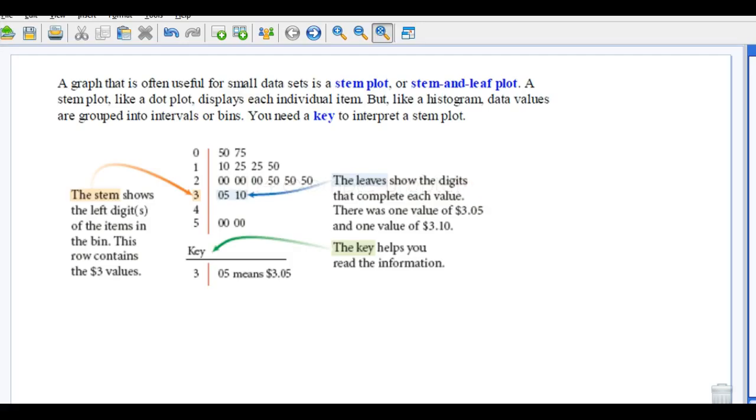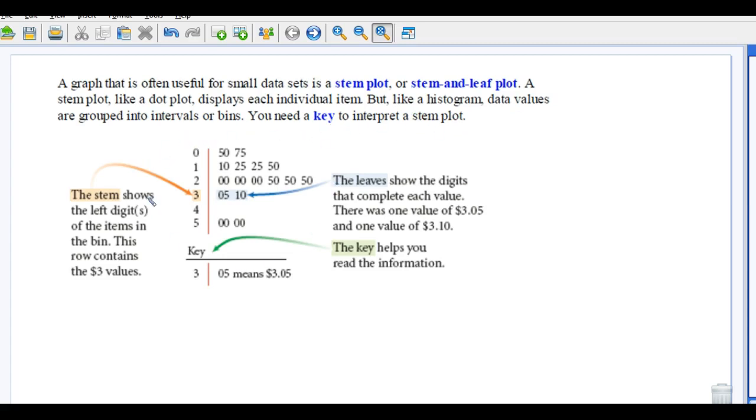Welcome to 1.4. This is the example problem from your homework. A graph that is often useful for small data sets is a stem plot or a stem and leaf plot. A stem plot, like a dot plot, displays each individual item, but, like a histogram, data values are grouped into intervals or bins. You need a key to interpret a stem plot.